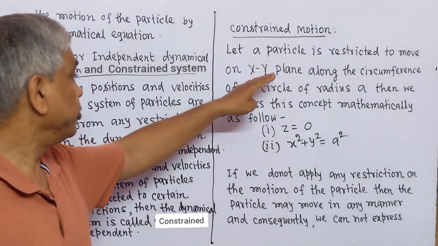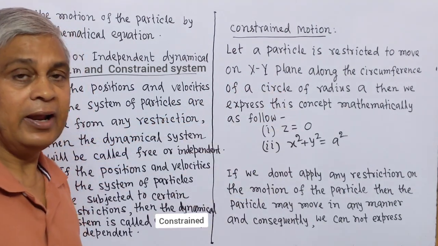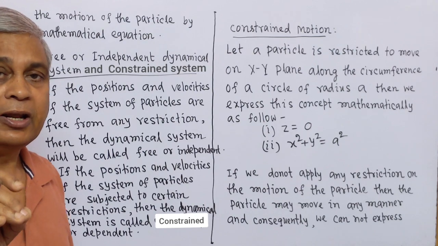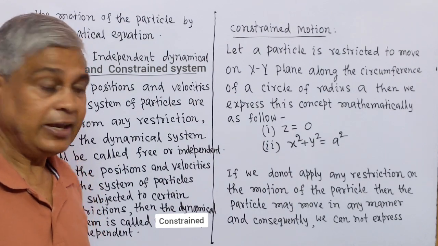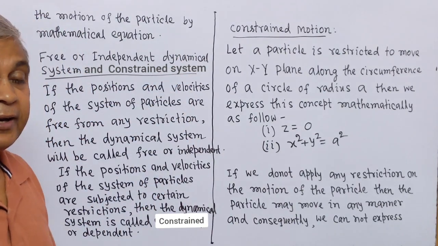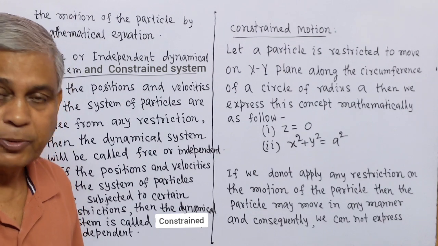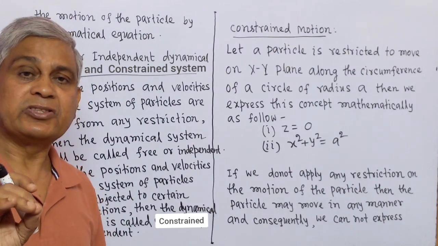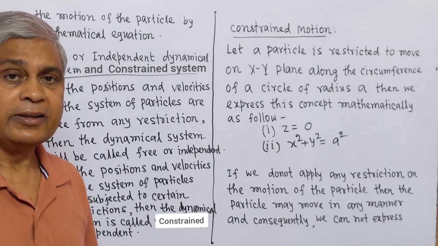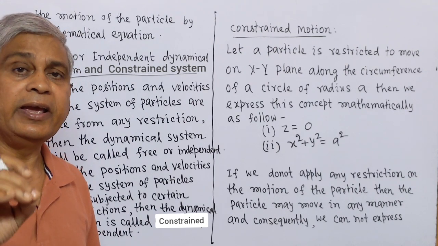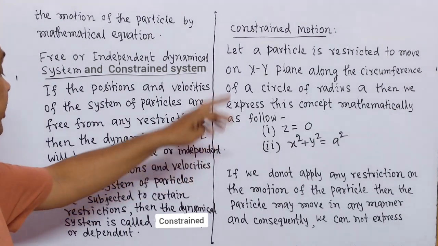Here we have imposed two restrictions. The particle will move in the xy plane and the particle will move along the circumference of the circle. Two restrictions. In the case of a free or independent dynamical system, we do not apply any restriction. Therefore, we may not express this concept by a mathematical equation, and the particle will move in any manner. This dynamical system will be called free or independent.